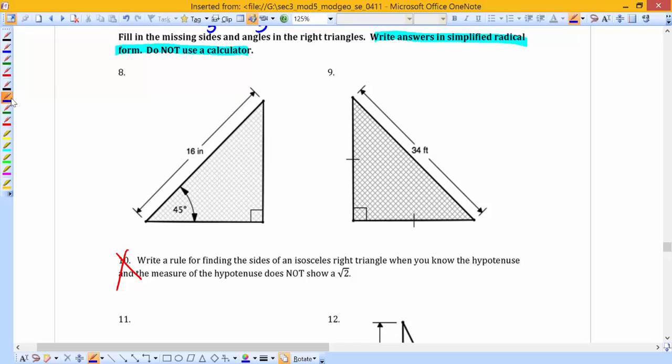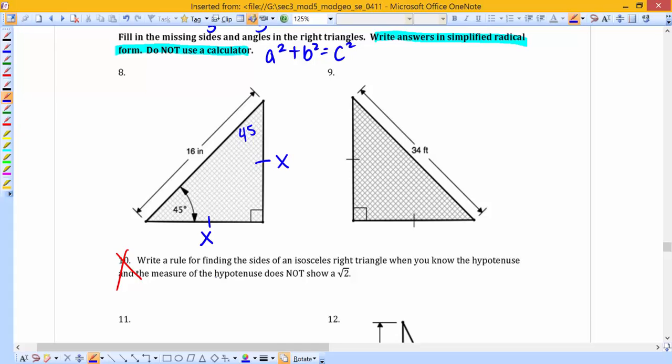So when I am looking at 8, I know if this is 45, this is 45. Angles are always the easiest thing to use. Since the angles are equal, that means your 2 sides are equal. So I'm going to call them x and x. Now you can use the Pythagorean theorem. A squared plus b squared equals c squared. And you're going to use the same process in number 9.